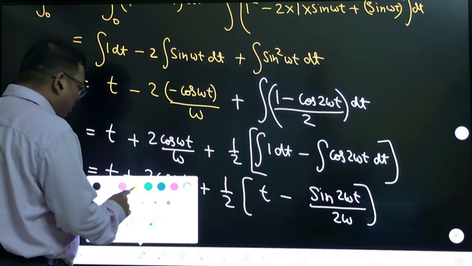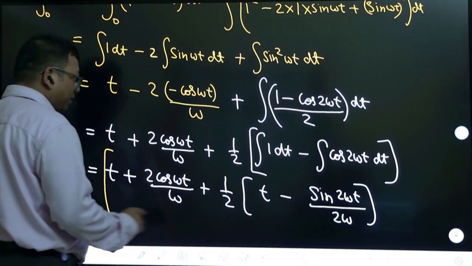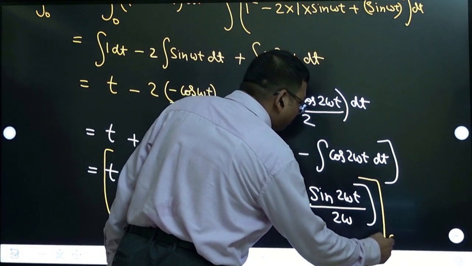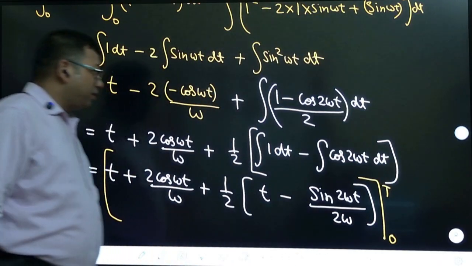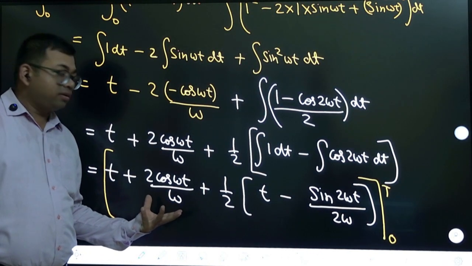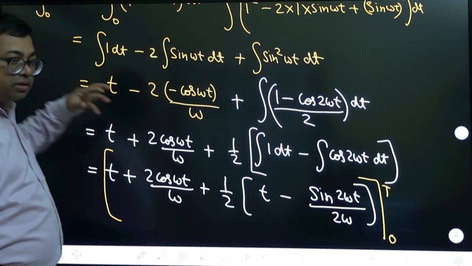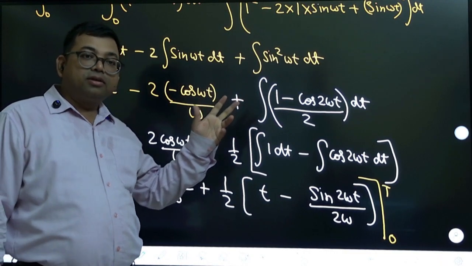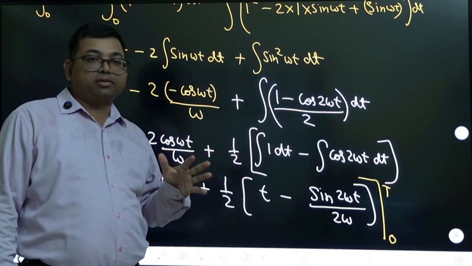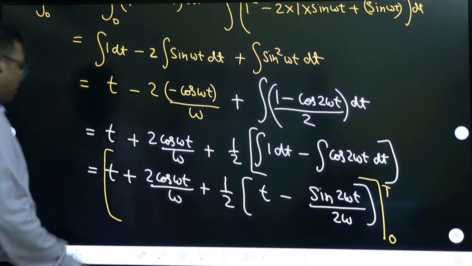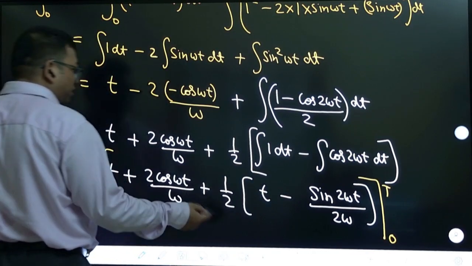Now we have to put the limit. Note that there is a big square bracket from 0 to 2, right? First we are solving the integration part, and we will put that afterwards. So let us now substitute upper limit and then lower limit.